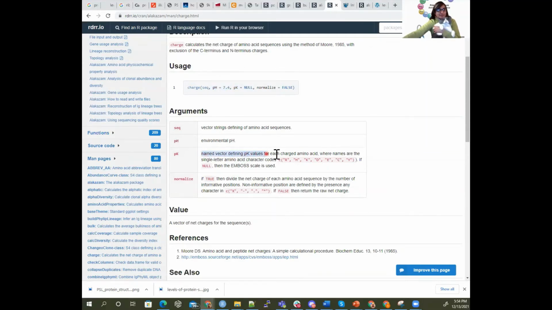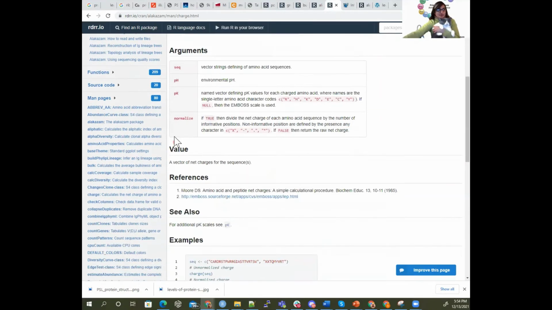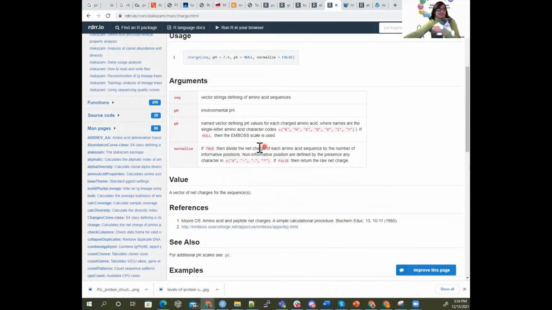You can also have the pK values for each charged amino acid, where the names are the single letter amino acid character codes. Otherwise, it uses some EMBOSS scale. So this is null. And normalize is false, but if it's true, then it divides the net charge by the number of informative positions. So it does not look at these positions here. If your sequence has any of these, it just skips those. Normalizing adjusts the score for the fact that these special characters weren't counted. If it's false, it returns the raw net charge.